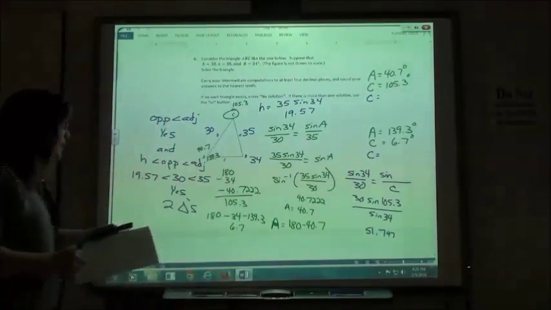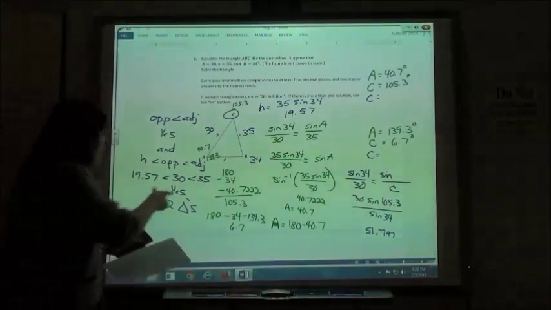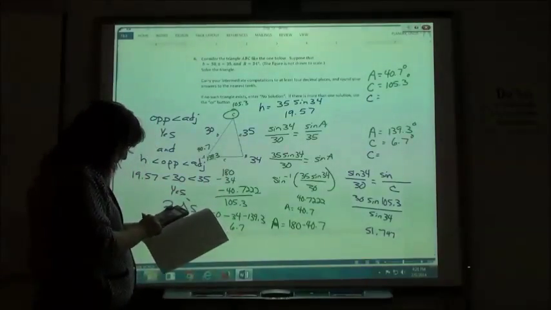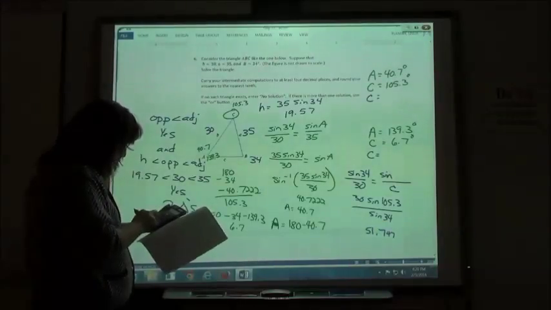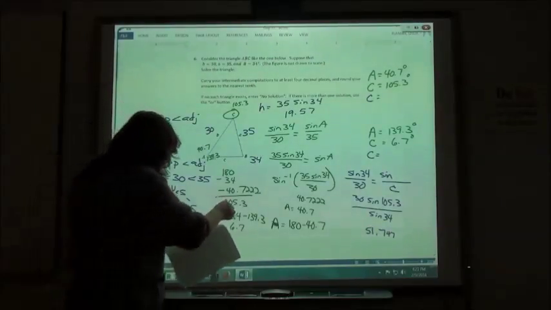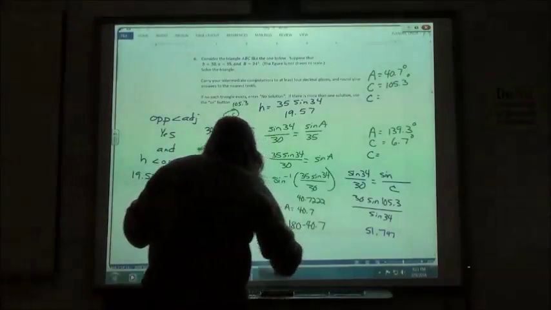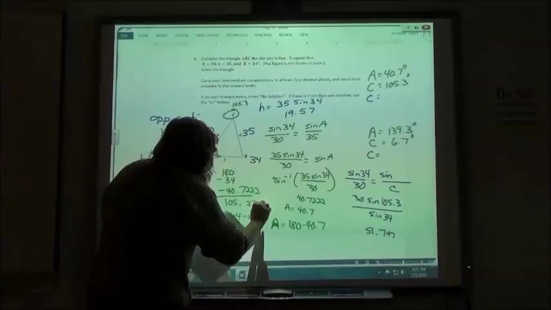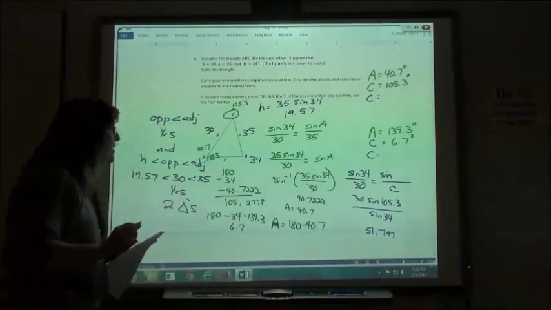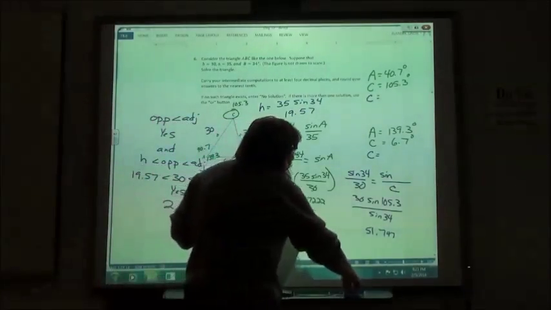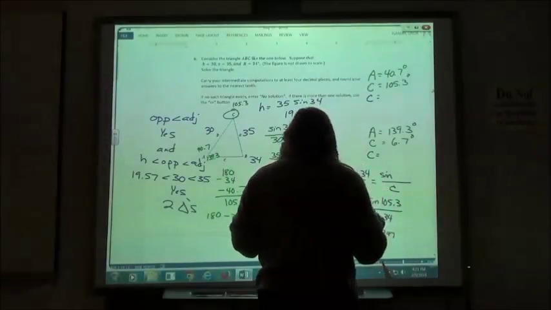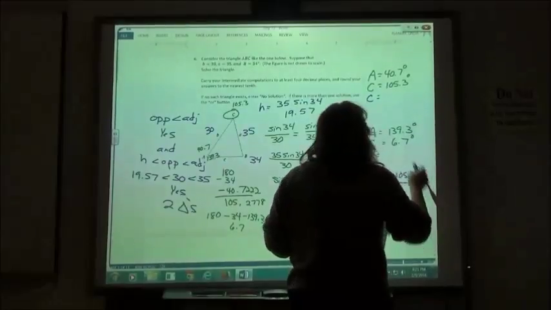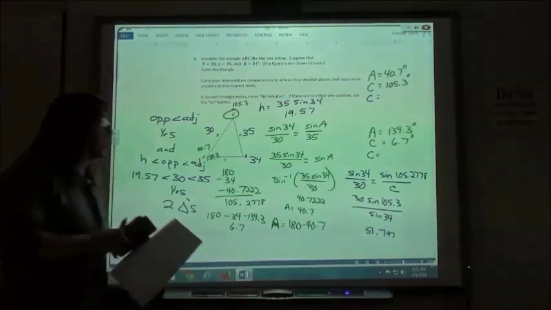So now I have to resubtract here. For angle C, I'm going to have 180 minus 34 minus 40.7222. And so this would have been 105.2778, carrying it to 4 decimal places. So when I did my problem over here, I should have used 105.2778 instead of using the 105.3.